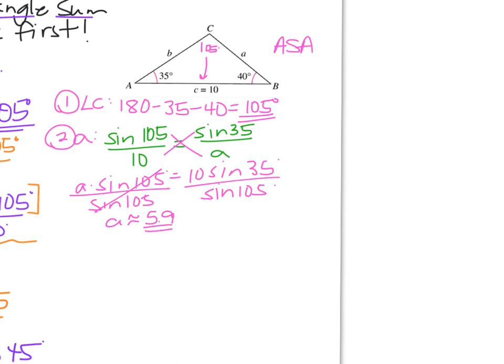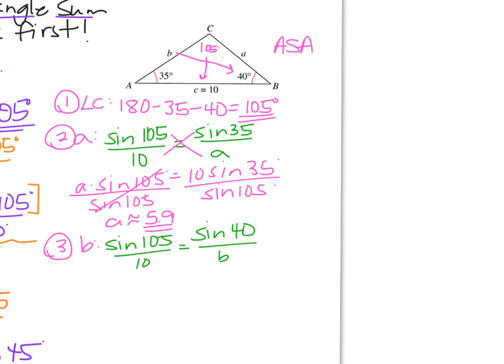Okay, so let's apply that same rule then for B. It's our last step here. Hopefully you have enough room to write again. To get side B, notice that's opposite that 40-degree angle. Let's set up our original ratio first. We'll do sine 105 over 10. And we'll set that equal to sine B, which is 40, over side B, which we don't know.